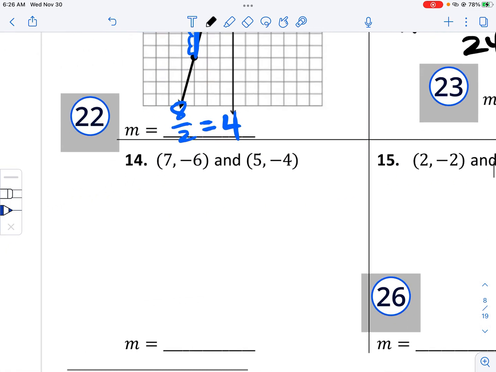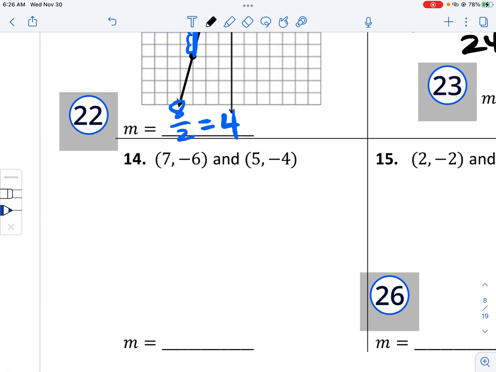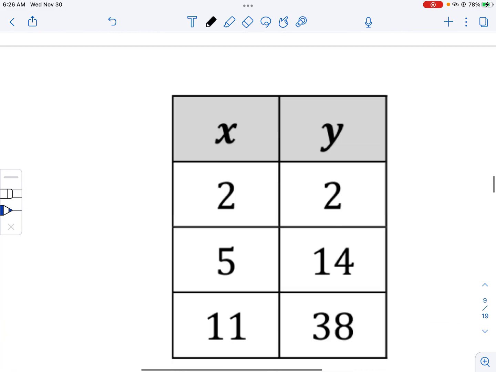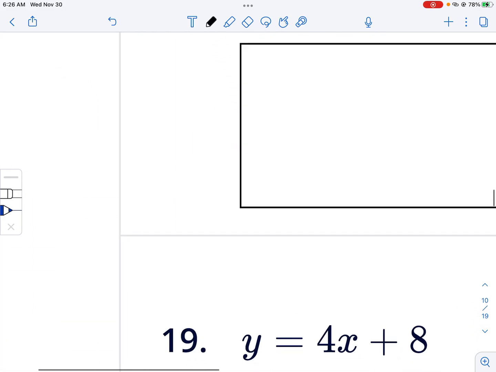Number 25. Some of you are trying to do this problem as number 25. That is not the problem. Let me get to 25.